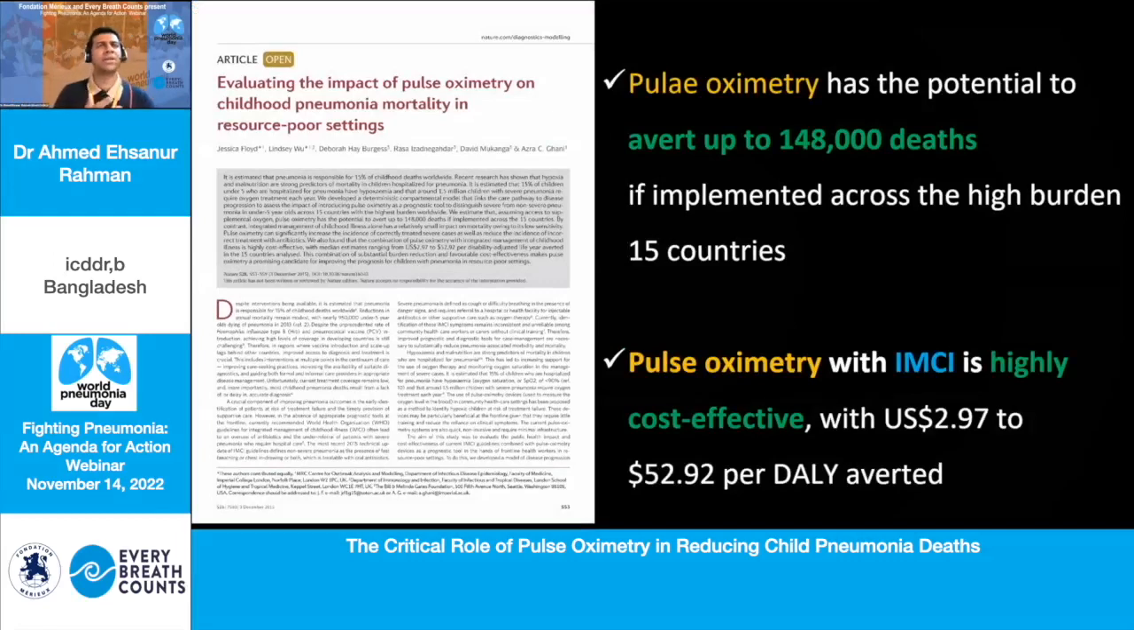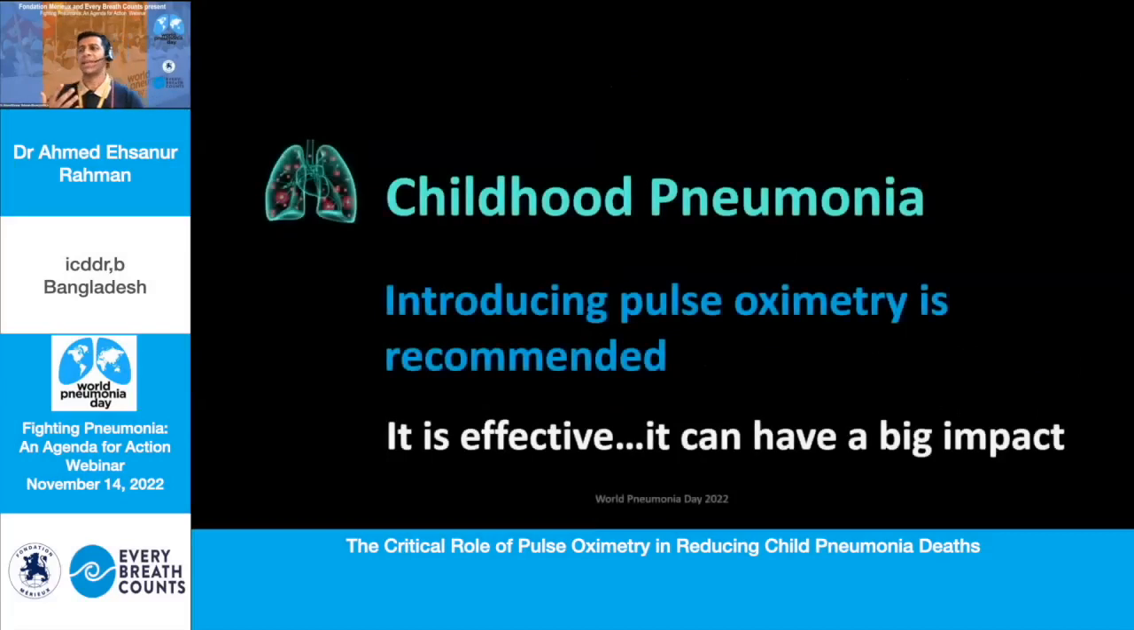But these were for primary data. These were from one country. So we looked at this paper, which actually did a model estimate and suggested that introducing pulse oximetry in 15 high burden pneumonia countries can actually avert 150,000 deaths. That's a huge number. Remember, LEAD started with 700 to 800,000 total deaths. This can take care of 150,000. And this will be a cost-effective intervention. So that means that introducing pulse oximetry is recommended.